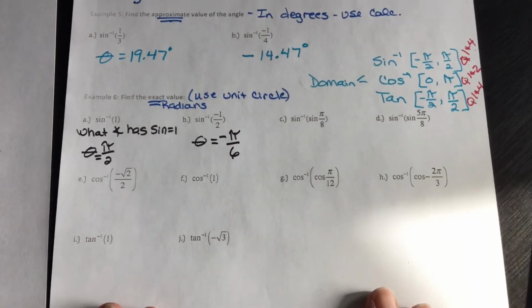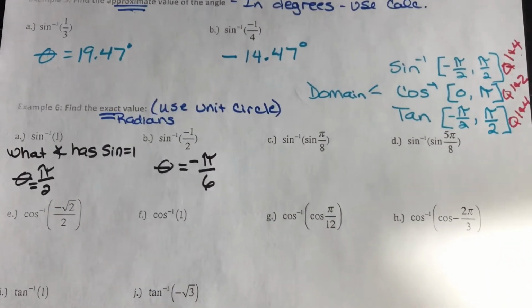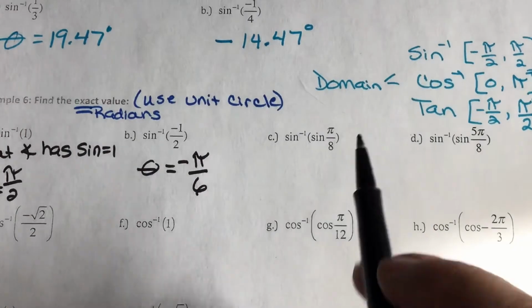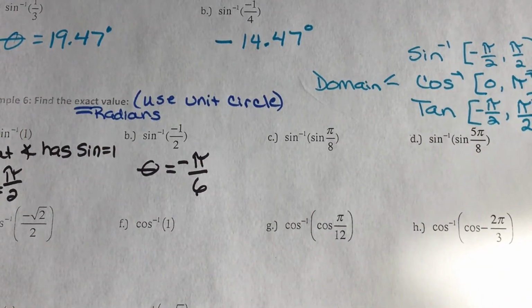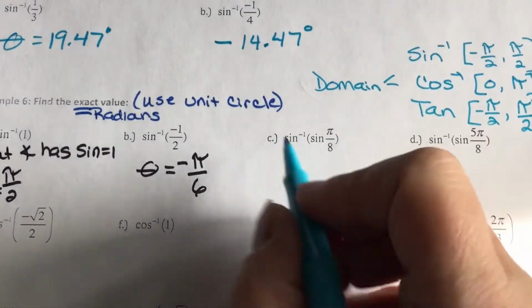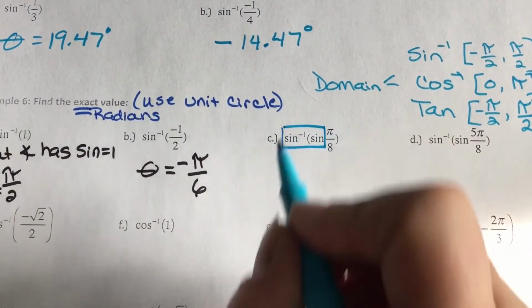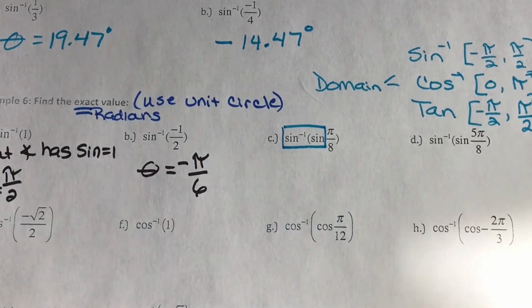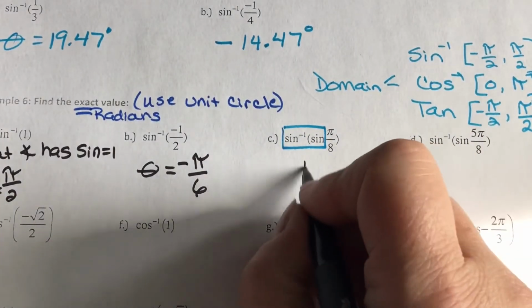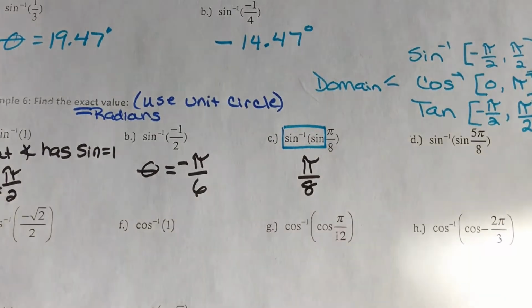In part C, we have the inverse sine of the sine of pi over 8. On this one, we can see that we have the inverse sine of a sine, and our answer is going to be pi over 8.